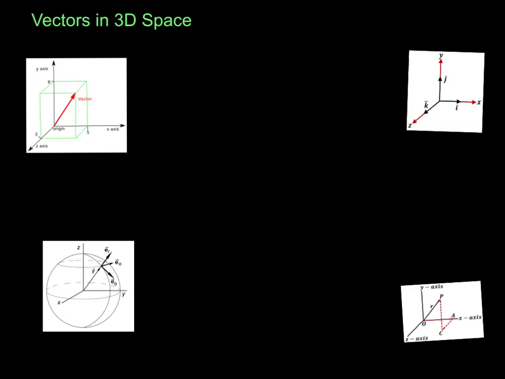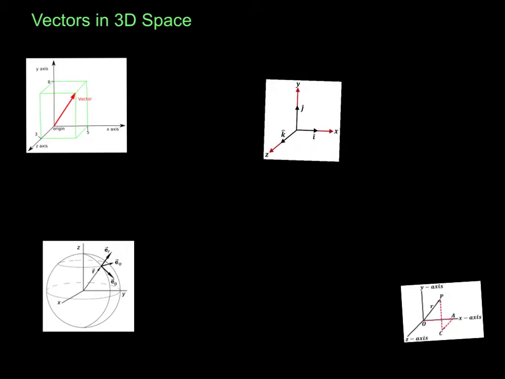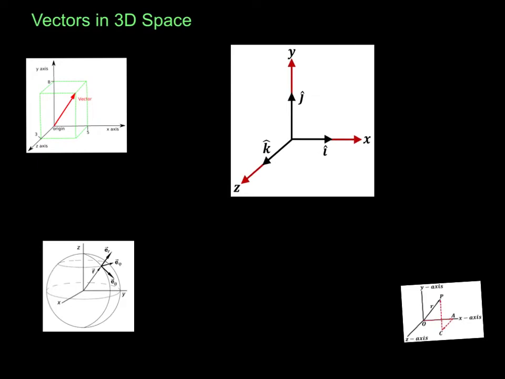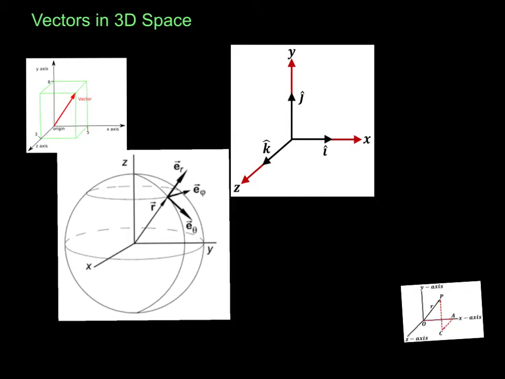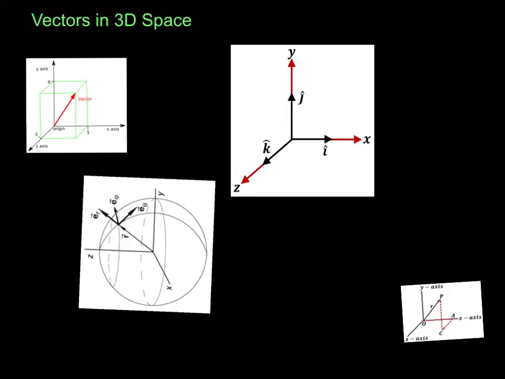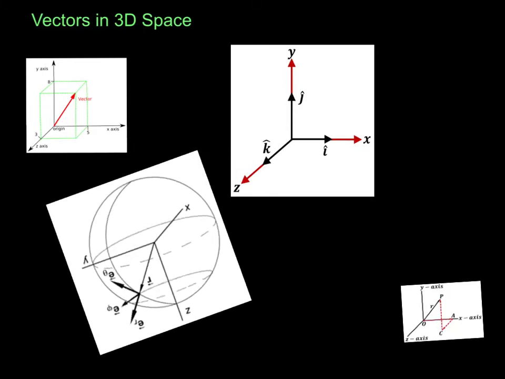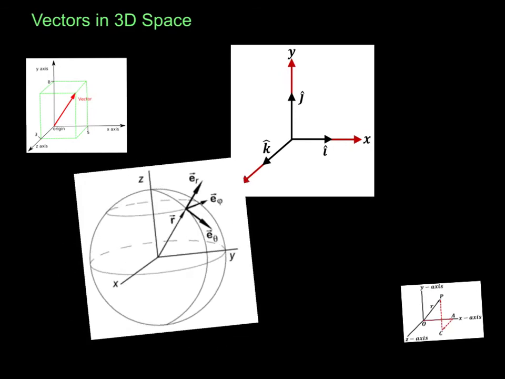Welcome back, everyone. Today we'll take that vector and apply it to real-world three-dimensional space. I showed you this the other day. We're going to use this orientation. Notice that it doesn't really matter which way you put your x, y, and z axes. It's all relative. What's on top, what's on bottom? Well, it depends on where you're standing.